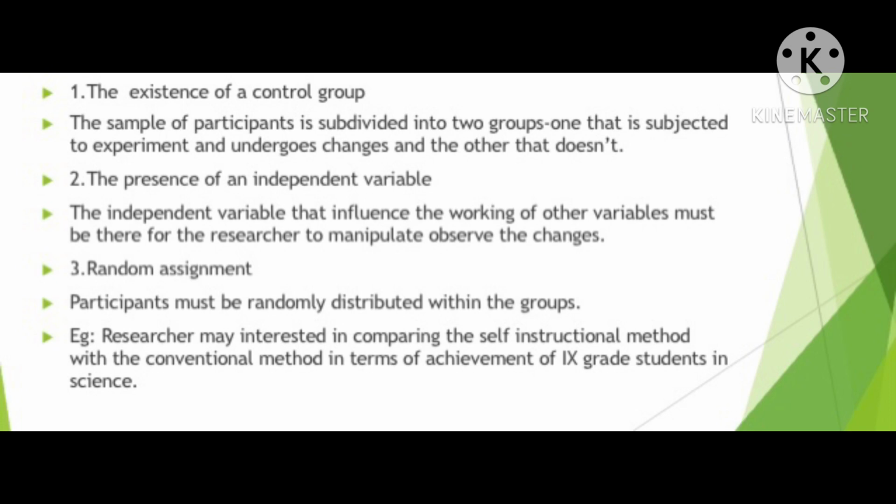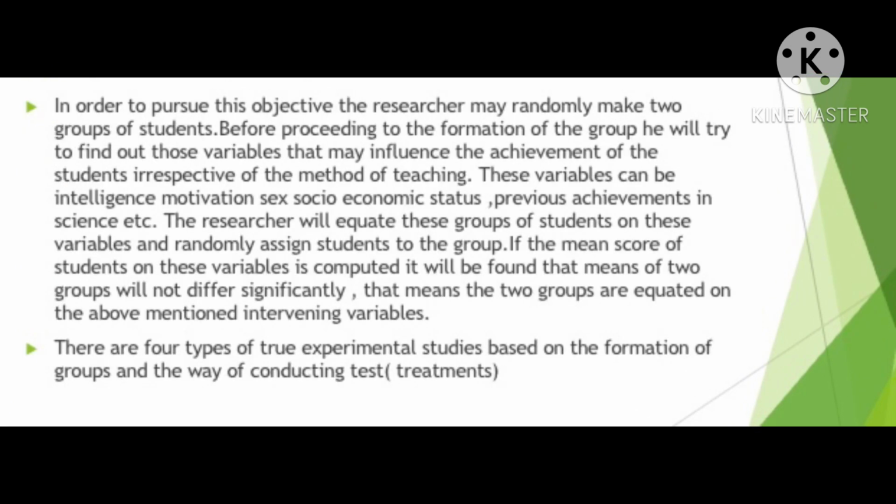Example, the researcher may be interested in comparing the self-instructional method with the conventional method in terms of achievement of 9th grade students in science. This is an example for true experimental design. So how we can allot the groups and how we can conduct the experiment. Let us see that. In order to pursue this objective, the researcher may randomly make two groups of students.